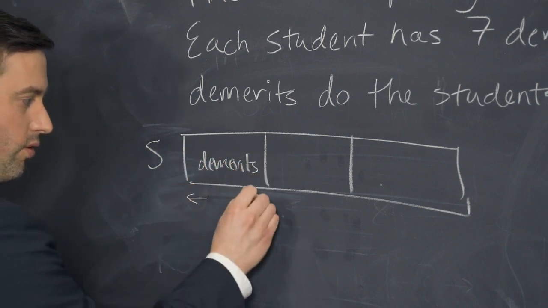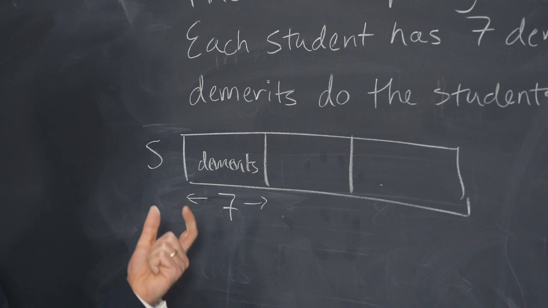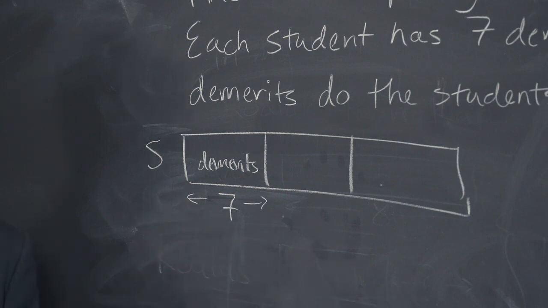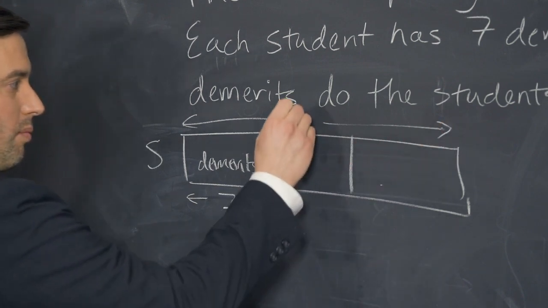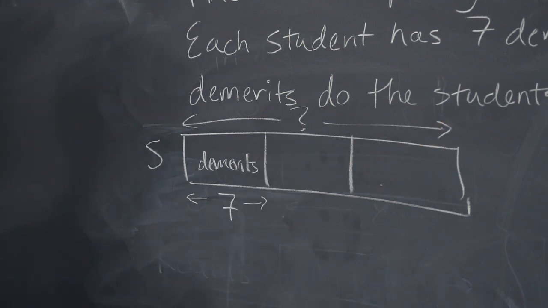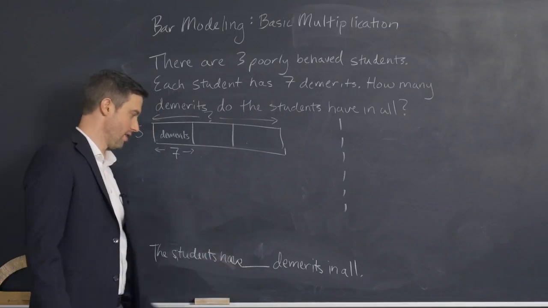And I want to know what the total number of demerits is for each student. We said that was 7. How many demerits do the students have in all? So we're looking for the total, which we're going to mark on top. And again, my question mark goes where my final answer would belong. So I'm putting my question mark here to correspond with the answer sentence.